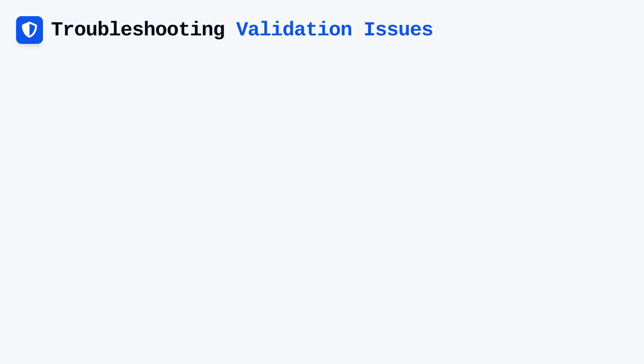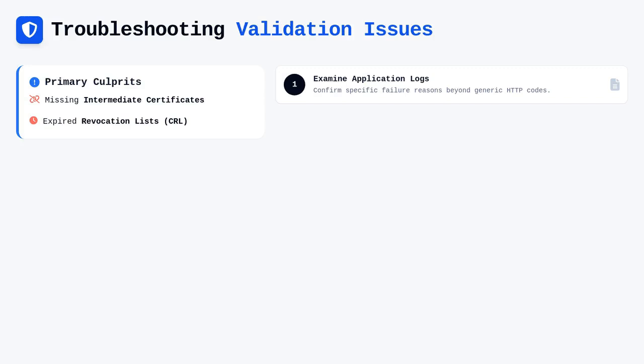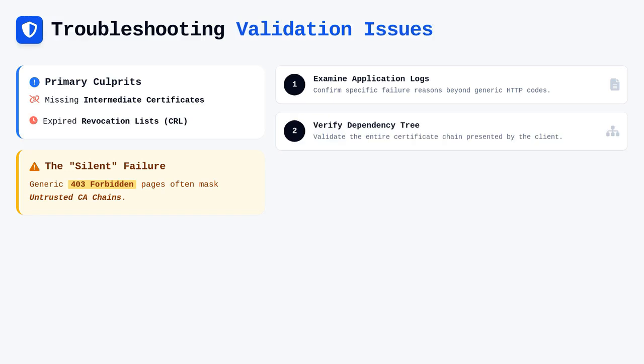Validation issues are perhaps the most common reason for support requests in this domain. Most of these errors stem from a missing intermediate certificate or an expired revocation list. When auditing these incidents, you should start by examining the web server application logs to confirm the specific failure reason. A common error symptom is a generic 403 forbidden page, which rarely explains that the actual cause was an untrusted CA chain. If you find errors related to certificate validation, verify the entire dependency tree of the certificate presented by the client. You should also ensure that the machine account of the web server has sufficient permissions to query the directory service for the user's attributes.